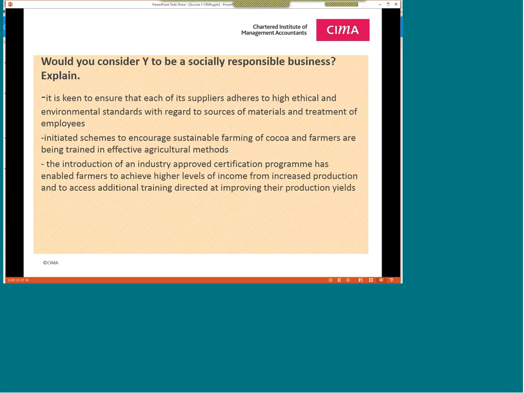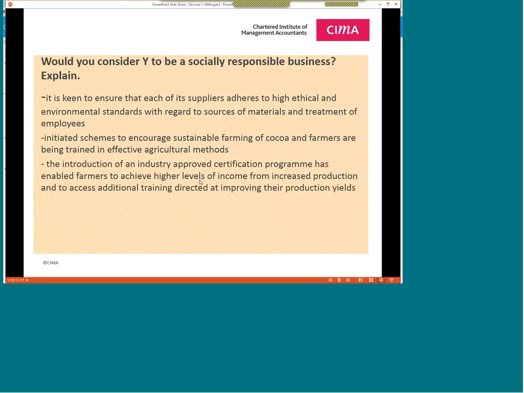And at the end of the day, economical as well, you're right. That's like economic. Yeah. Approved certification program. So it's like environment and economy. And it's social in terms of the farmers here. Daniel is saying the same. So social because it's impacting farmers because they can achieve higher level of income. So that will be social as well.